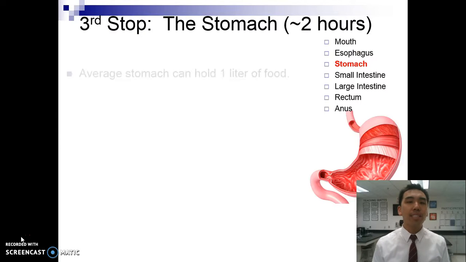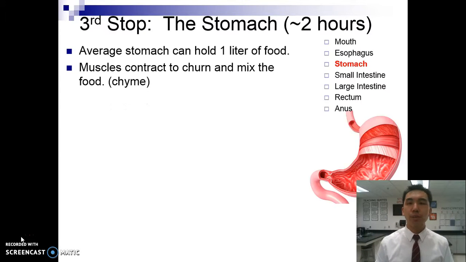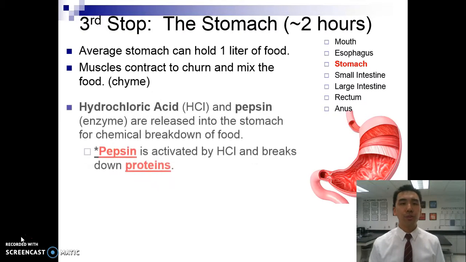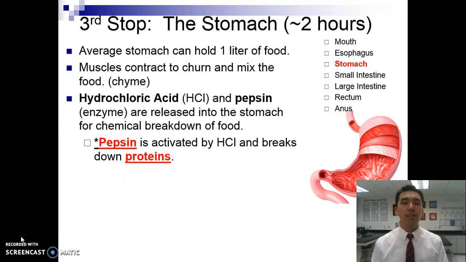Okay. Now it gets down to your stomach, then what? First off, the average stomach can hold about 1 liter of food. And of course, you can train your body to hold more. What happens? Muscles contract to churn and mix your food into a substance called chyme. Throughout this process of churning and mixing, this mechanical breakdown, there's also some chemical breakdown. The chemical is called hydrochloric acid, which is HCl, a very strong acid that is in your stomach, and also pepsin. Pepsin is the enzyme that's going to break down proteins.